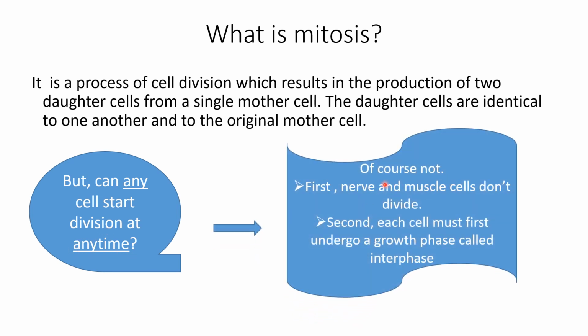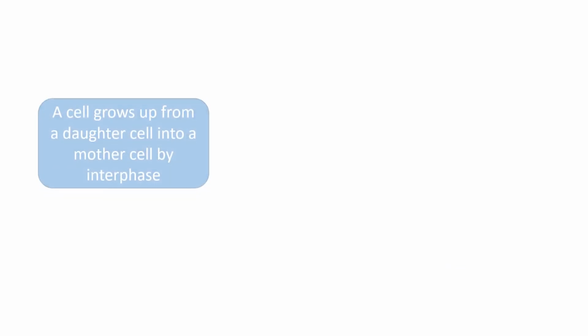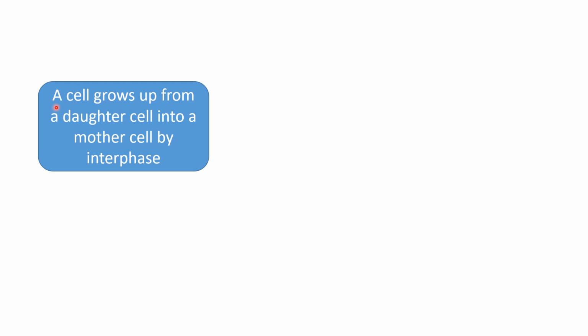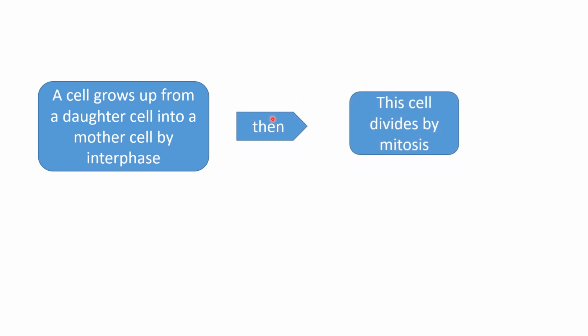Of course not. First, nerve and muscle cells, they don't divide. Second, each cell must first undergo a growth phase called interphase. So, before any division, a cell grows up from a daughter cell into a mother cell by interphase. Then, after interphase, the cell is ready to divide by mitosis.